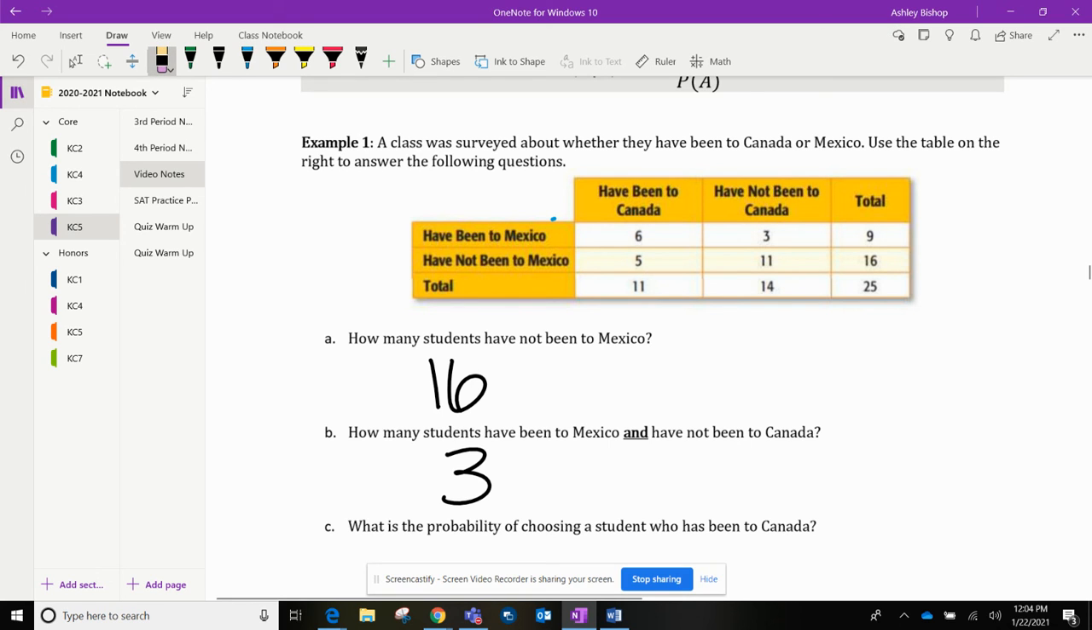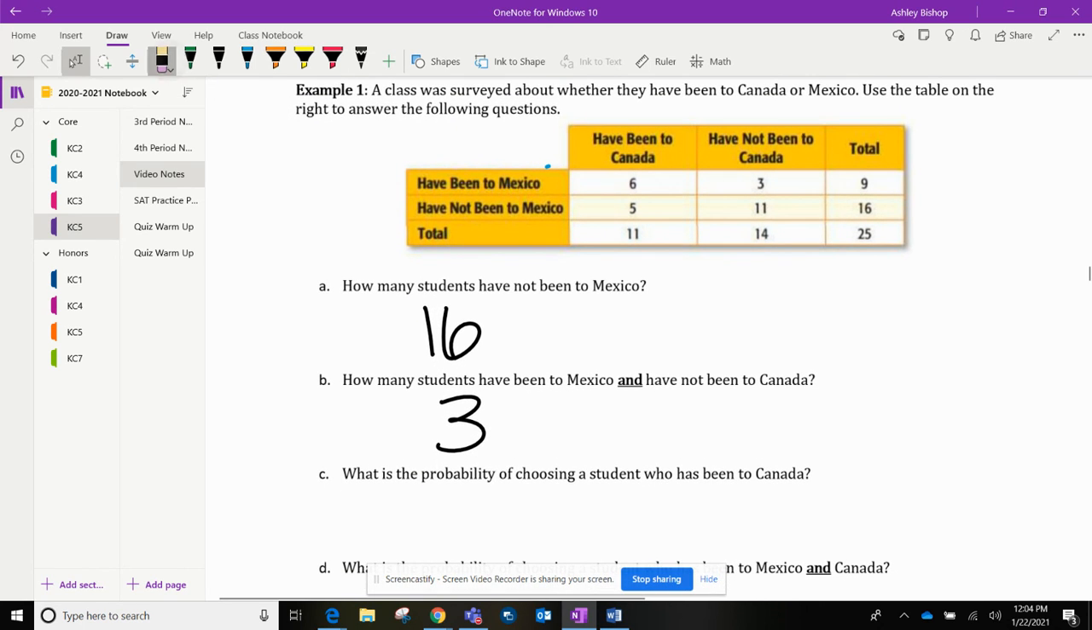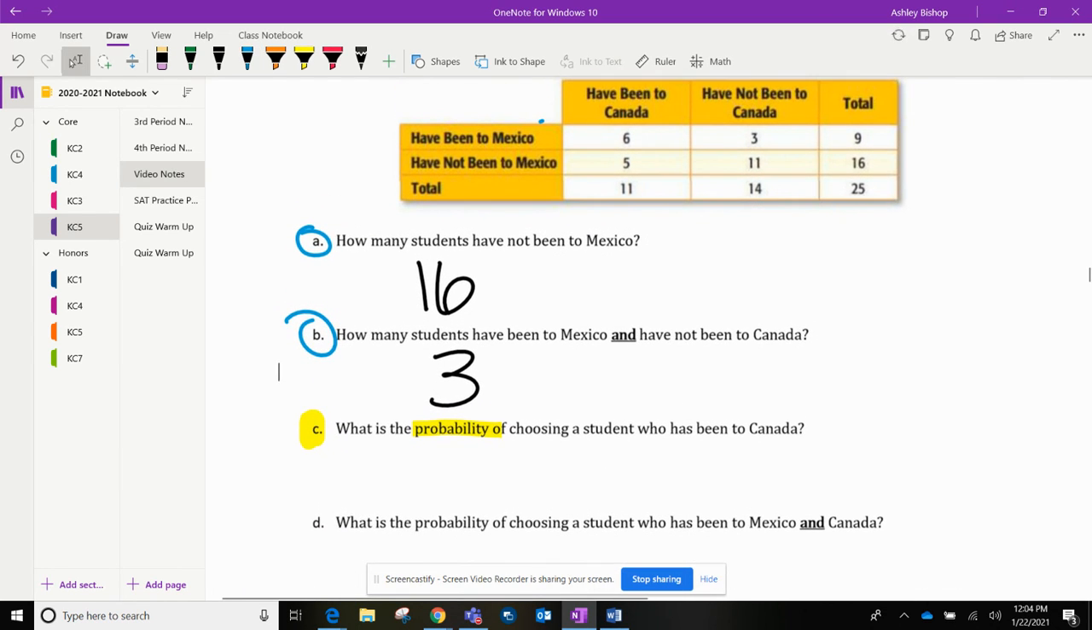All right. What is the probability of choosing a student who has been to Canada? I want to point out something. This is our first question so far today that has to do with probability. For the other two questions, I was just asked how many, so my answer was just one number. Now I have probability. You know already, we've done a lot of practice, that my answer is going to be in the form of want over total.